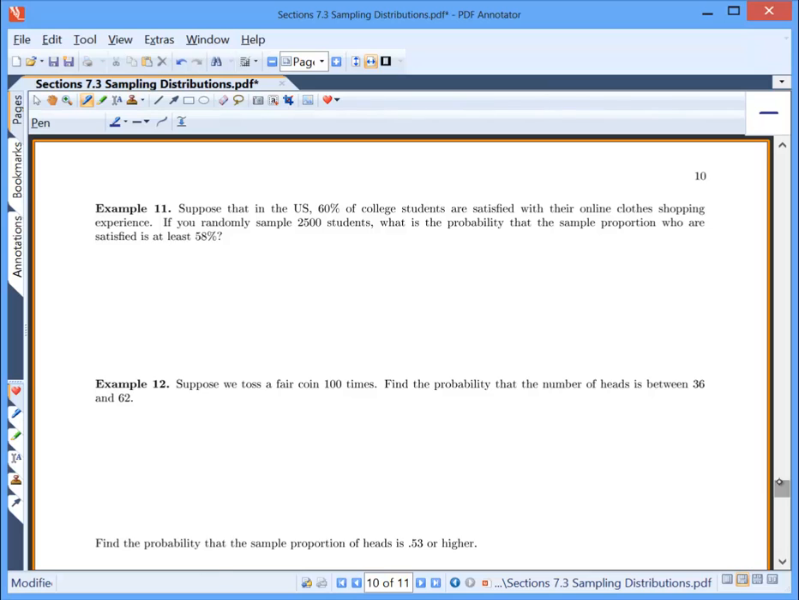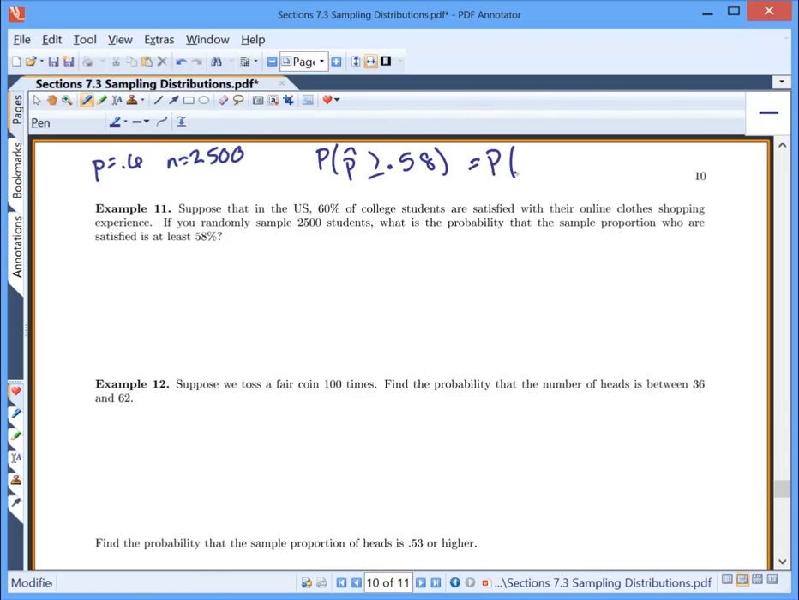So for our first example, let's suppose that in the US, 60% of college students are satisfied with their online clothes shopping experience. If you randomly sample 2,500 students, what is the probability that the sample proportion who are satisfied is at least 58%? So let's write down what they told us. Our population proportion for all people is 0.6. Our sample size is 2,500. And we are looking for the probability that p hat is greater than or equal to 0.58.